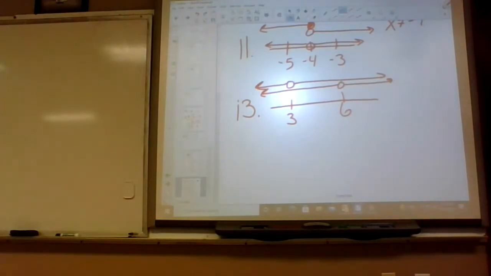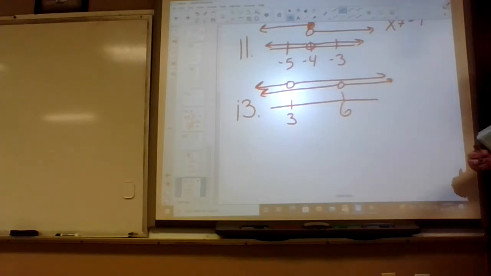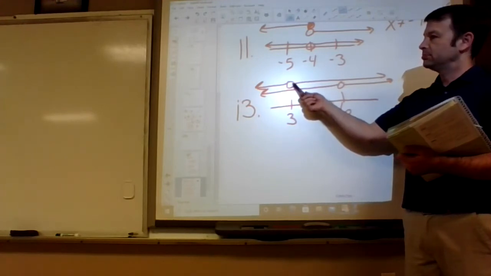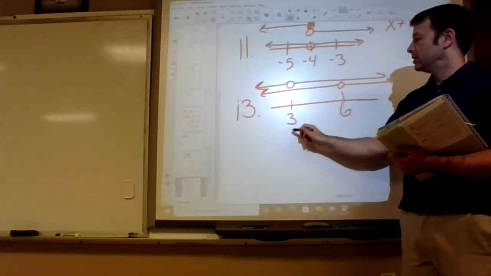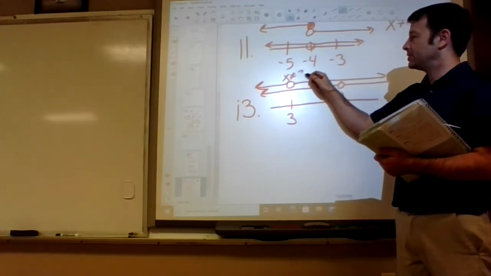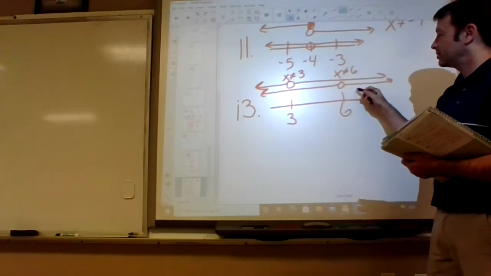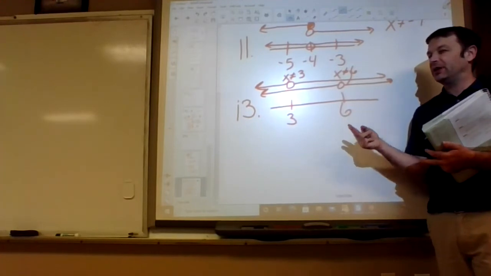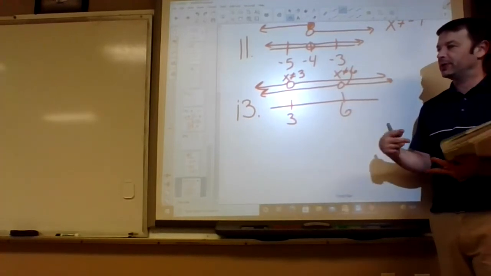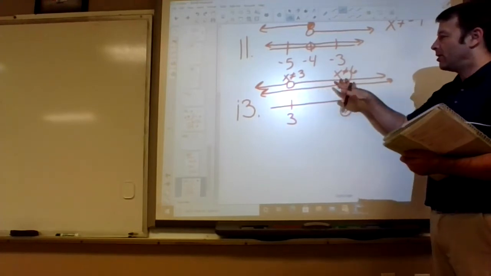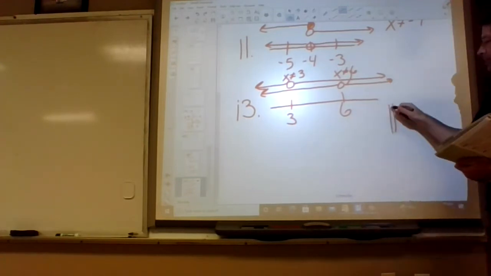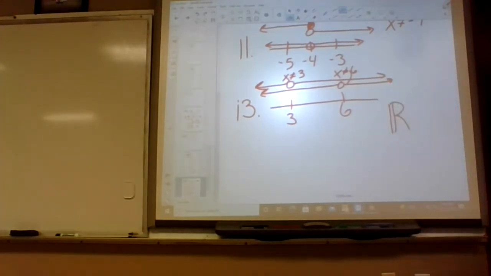So what numbers are covered on that? Is 6 covered? Is 6 not equal to 3? This line is x is not equal to 3. This line is x is not equal to 6. Any number that you can think of is either not equal to 3 or not equal to 6, right? It's going to be one or the other. All numbers are covered by these two things. So it is all real numbers. You can write all real numbers, or you can put the fancy R down.